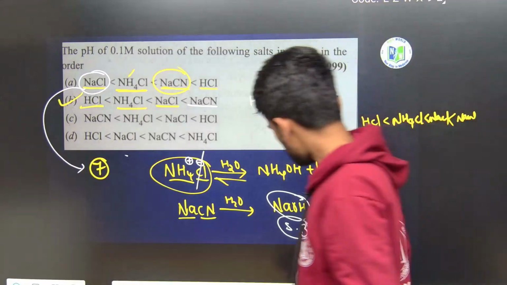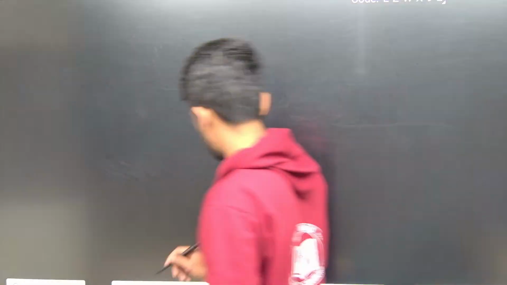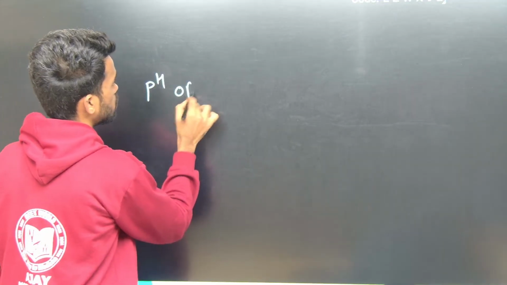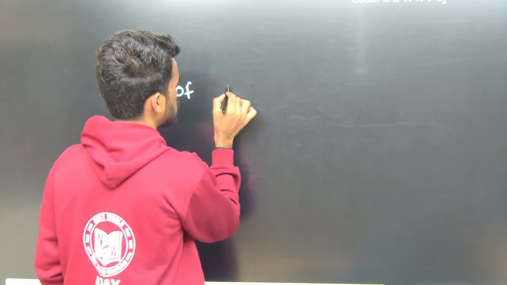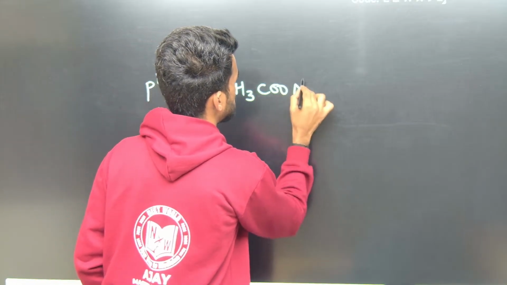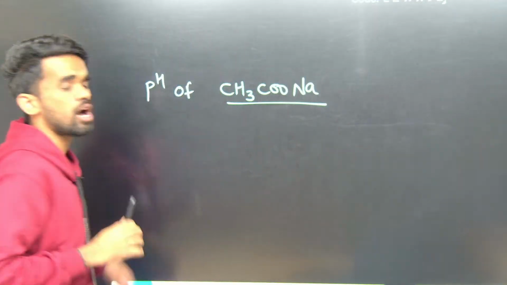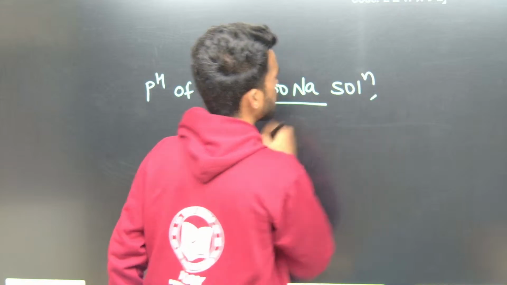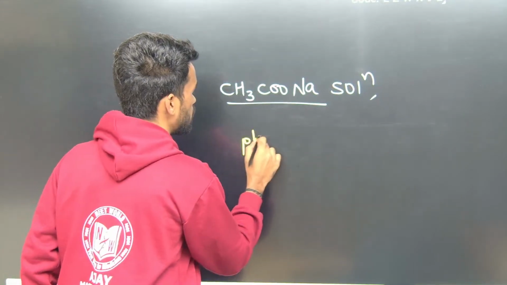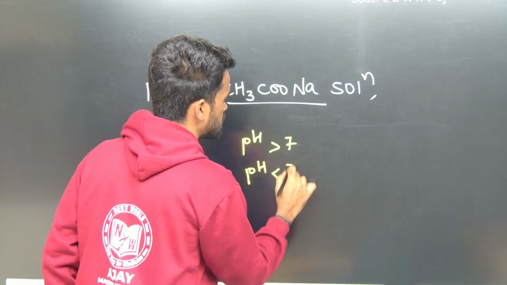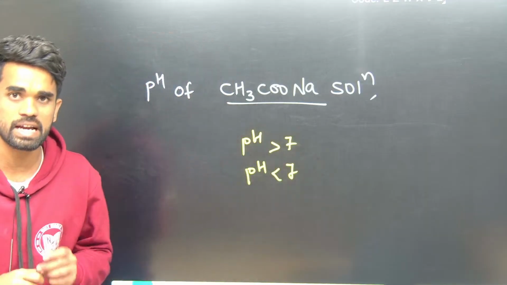Just take this question. The pH of the solution formed after hydrolysis of sodium acetate. Tell me, sodium acetate upon hydrolysis, what will it give? Is the pH of the sodium acetate solution greater than 7, equal to 7, or less than 7? Tell me, what is your basic understanding of this?